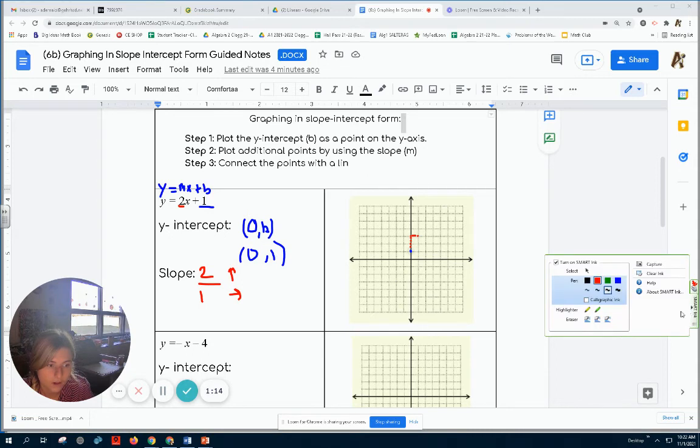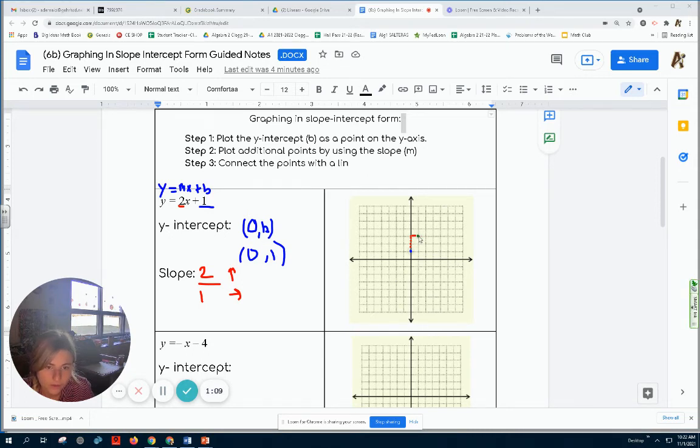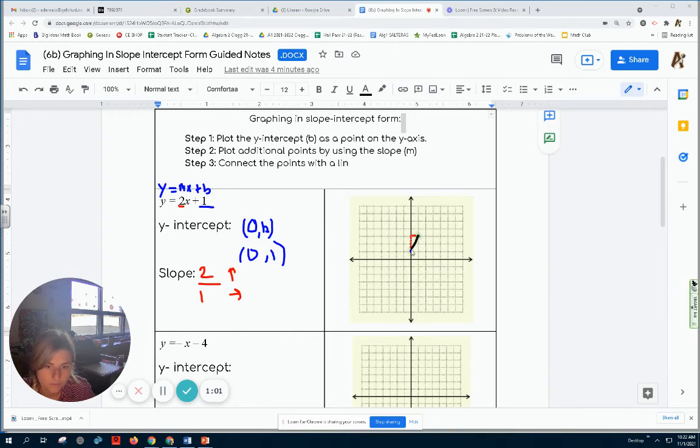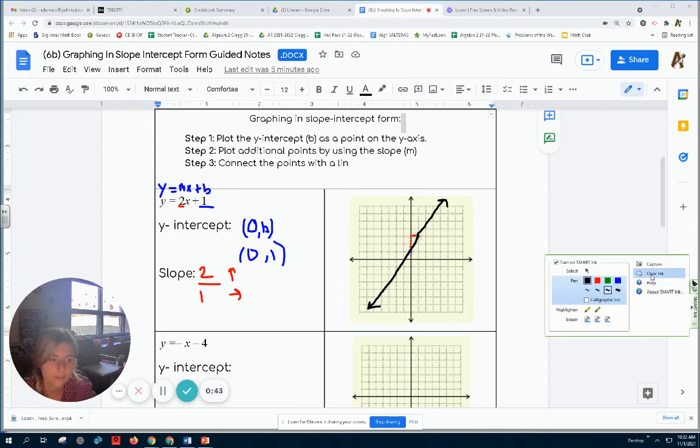Okay, let's do this in a different color. And our second point after we found the slope in green, okay, we're going to connect these now. Let's connect these. And we have now graphed our line in slope-intercept form. Okay, so you're going to follow these steps each time. All right, and if you have to pause it, go ahead. I'm going to move forward to the second example.